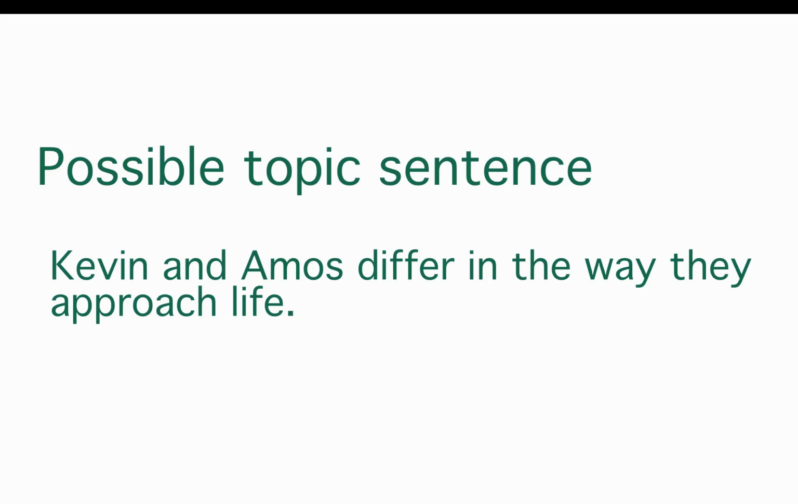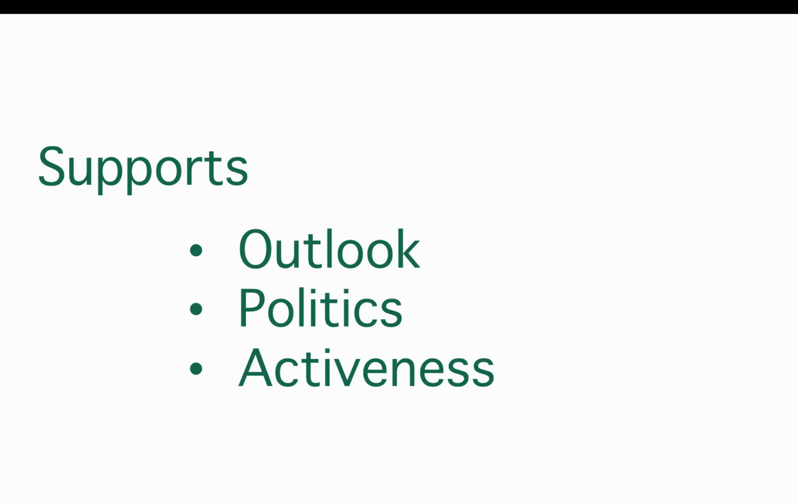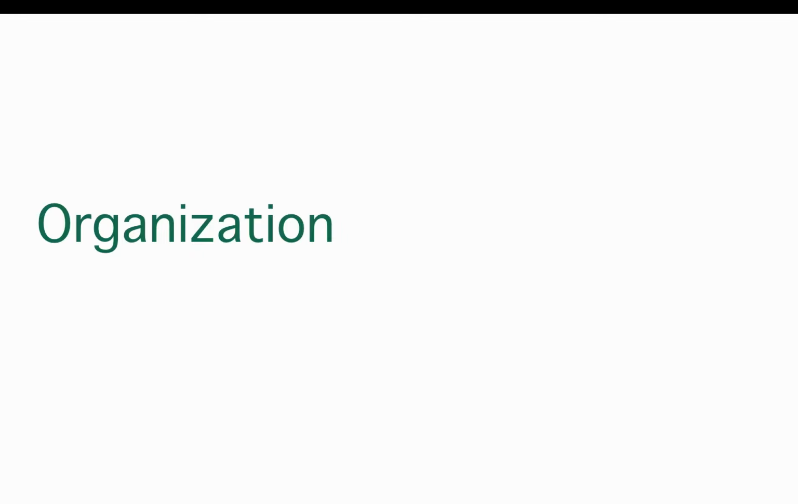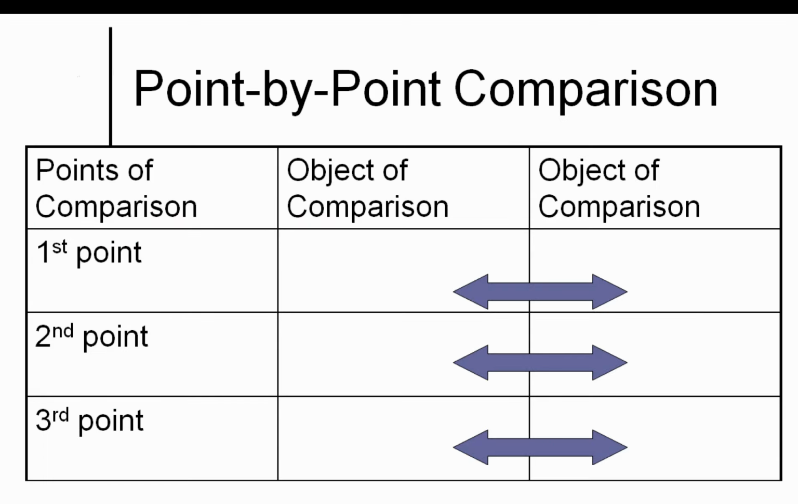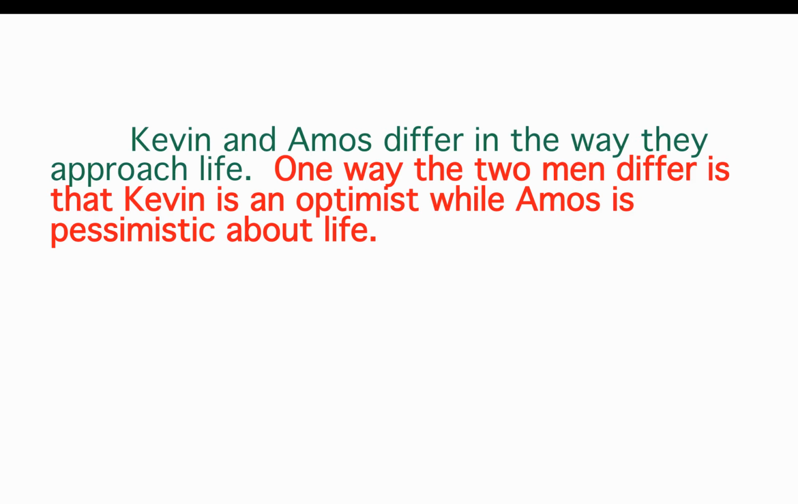And we have our possible topic sentence that we're going to work with: Kevin and Amos differ in the way they approach life. We have our areas of support, which are outlook, politics, and activeness. And organization. Now, with comparison and contrast, we have two possible types of organization. So let's look at the first one, where we have 3 points, and we compare Kevin and Amos on these 3 points. So we will start out with our first point. One way the two men differ is that Kevin is an optimist while Amos is pessimistic about life.